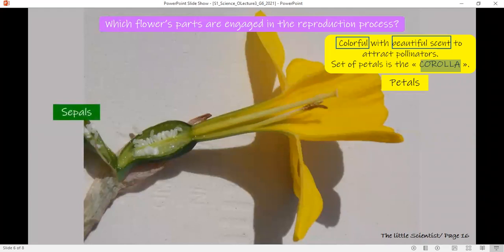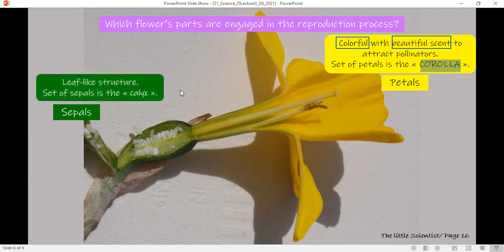Then we have the sepals of the flower. These sepals protect the bud. They look like leaves. Usually they are green. And the group of sepals is the calyx. So the calyx is the group of sepals, and the corolla is the group of petals.